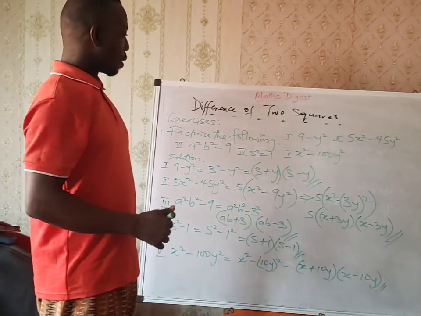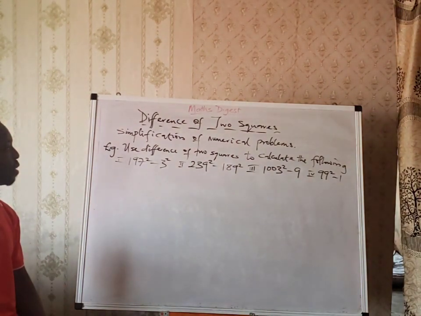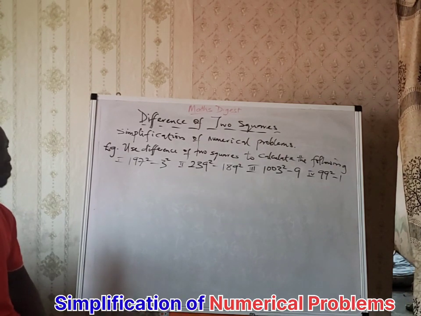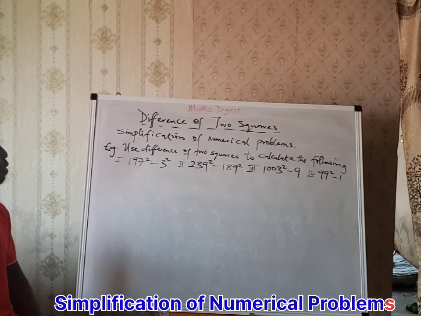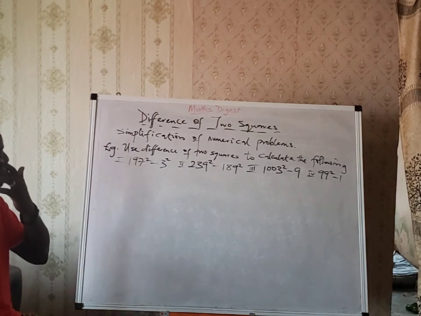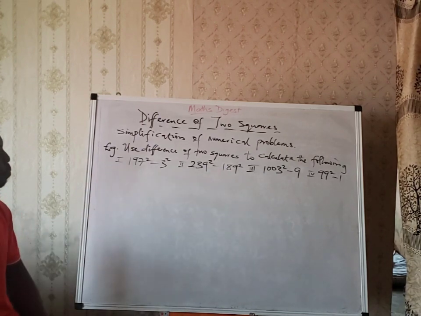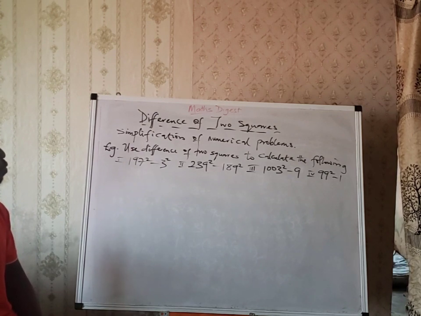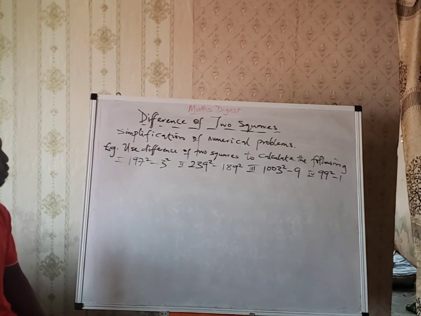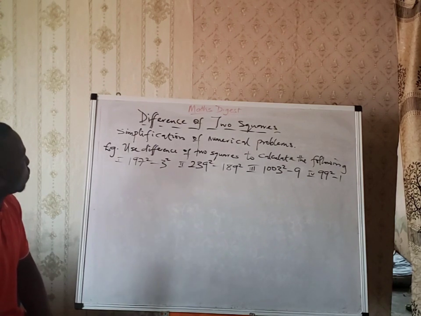Sorry, before the assignment, let's quickly run through the simplification of numerical problems. One of the objectives is to digest the difference of two squares. In this simplification of numerical problems, we are going to make use of what we learned about the difference of two squares. Use difference of two squares to calculate the following.